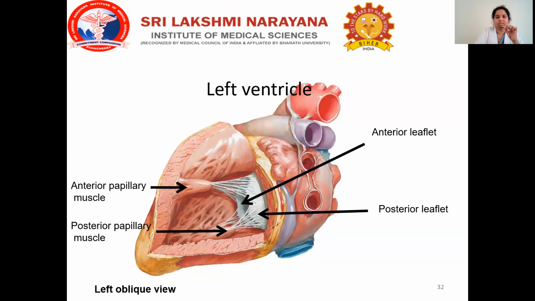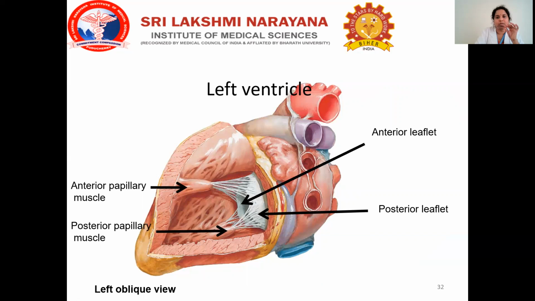Coming to the left ventricle. Similar to the right ventricle, the left ventricle also consists of a rough inflow part and a smooth outflow part. The inflow part also consists of bridges, ridges, and pillars. Ridges are the linear elevations. Bridges are those where the two ends are fixed while the middle portion is lifted. And these are the pillars formed by papillary muscles.